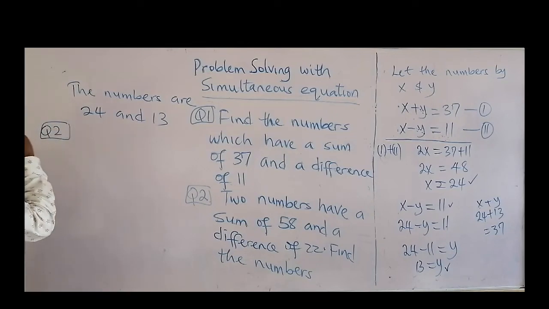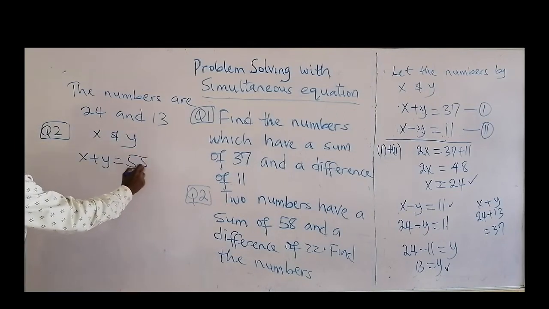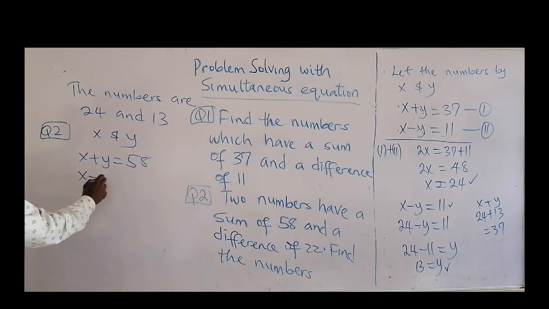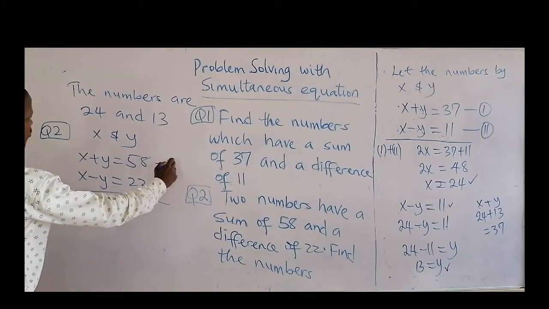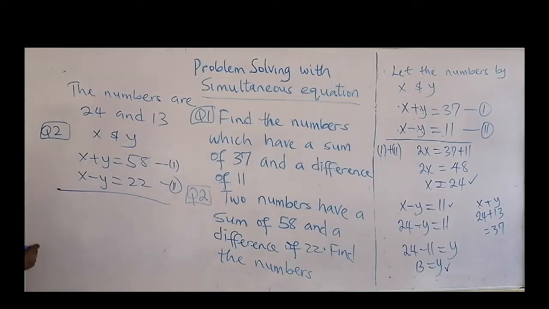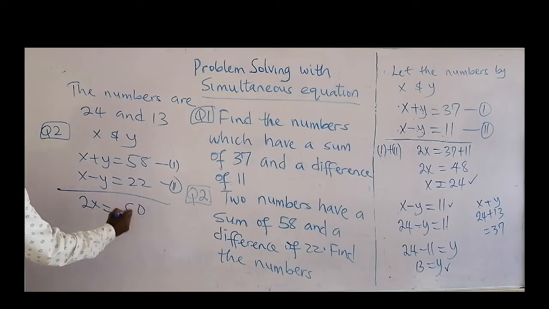Question 2 is almost similar. Let the numbers be x and y. The sum is 58, and the difference of those numbers is 22. So do the same thing also. This is your equation 1, this is equation 2. Add them together. So you have 2x equal to 80, x is 40.